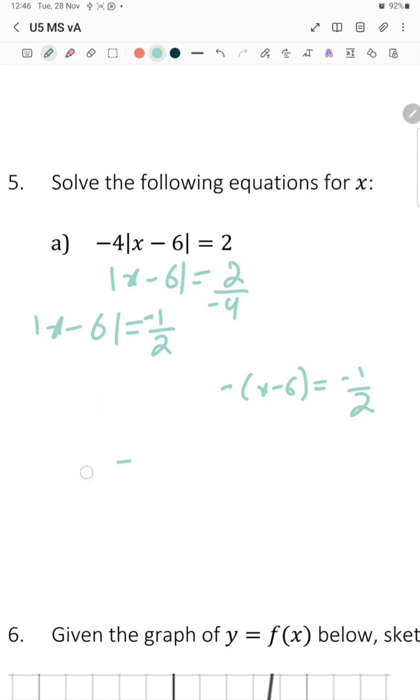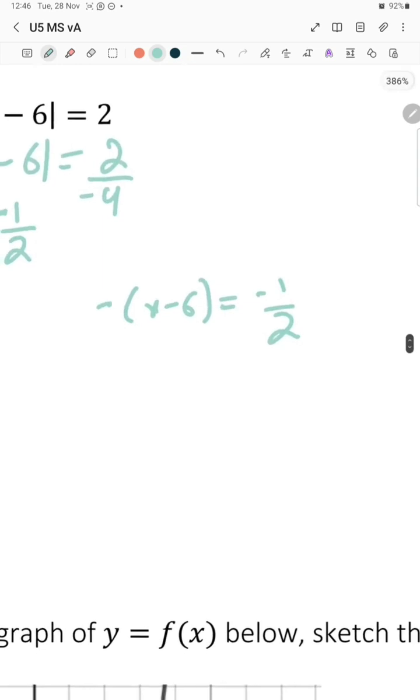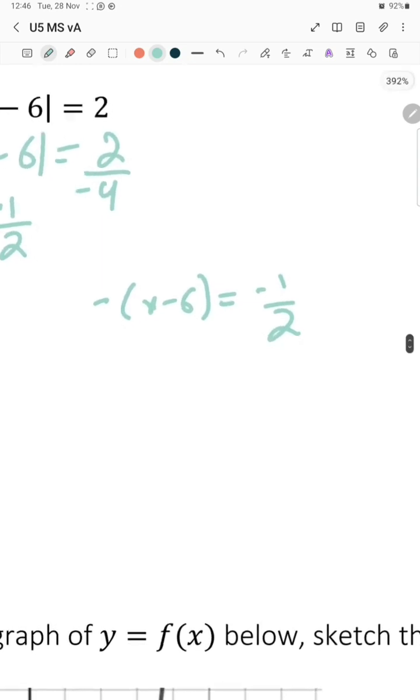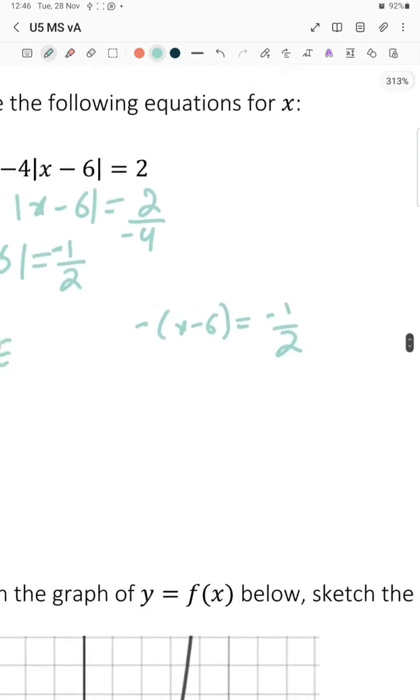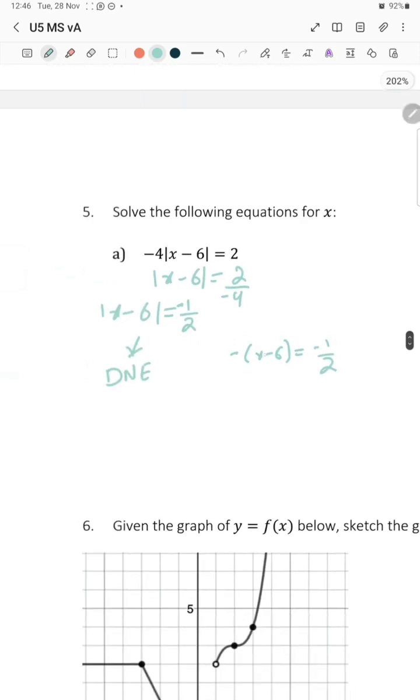Instead of solving it like this, negative modulus does not exist. And for here, we won't proceed.